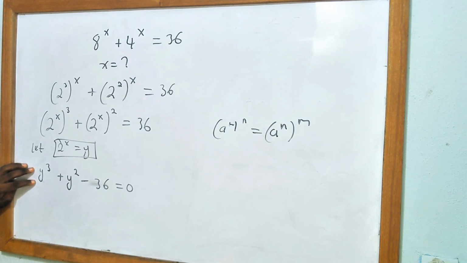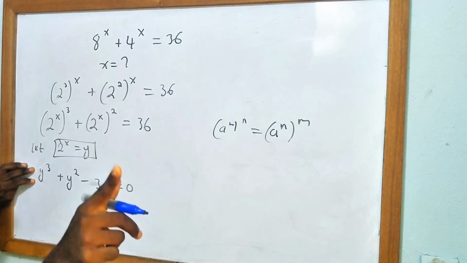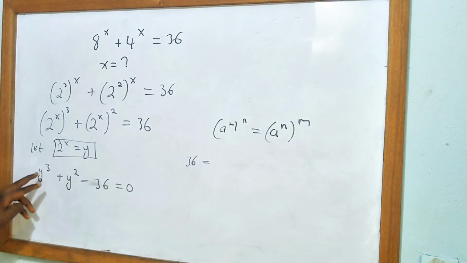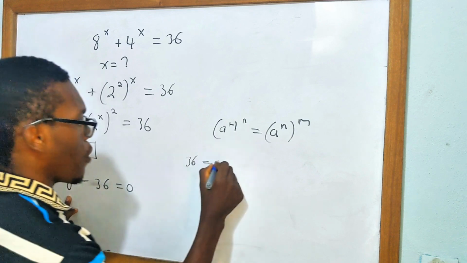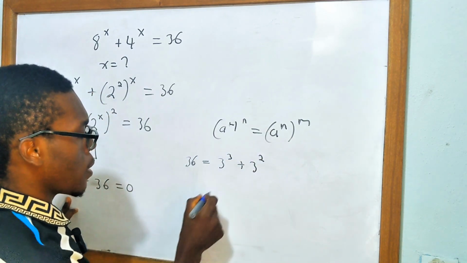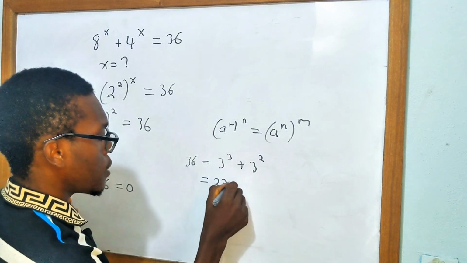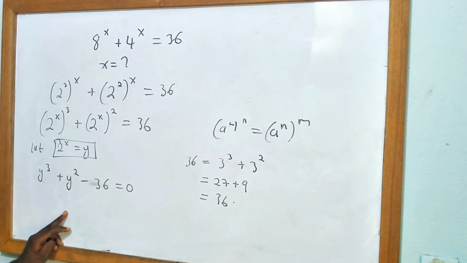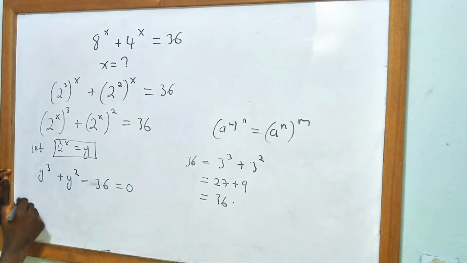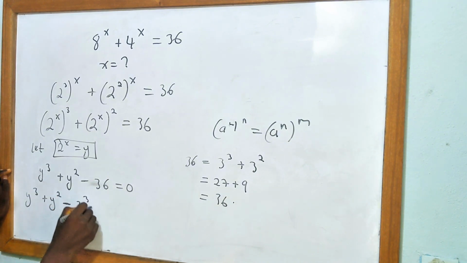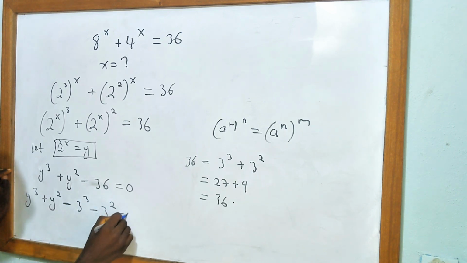How can we solve this one? This is a secret method I'm going to show you. We have 36. 36 is a combination of something that is cube and something that is square. If you have 3 cubed plus 3 squared, that is 27 plus 9, and you have 36. Hence, if we put this back here, you have y cubed plus y squared minus 3 cubed minus 3 squared equals 0.